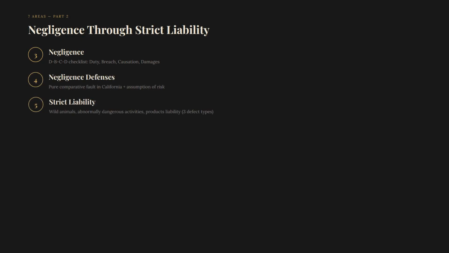Okay, here we go. This is the fun part. Within those 3 tracks, here are the 7 areas you need to cover. First, the 3 tracks overview, including how intent transfers. Second, intentional torts: battery, assault, false imprisonment, IIED, trespass to land, trespass to chattels, conversion. Third, negligence with the full DBCD checklist. Fourth, negligence defenses, including pure comparative fault in California. Fifth, strict liability, including wild animals, abnormally dangerous activities, and products liability with its 3 defect types.